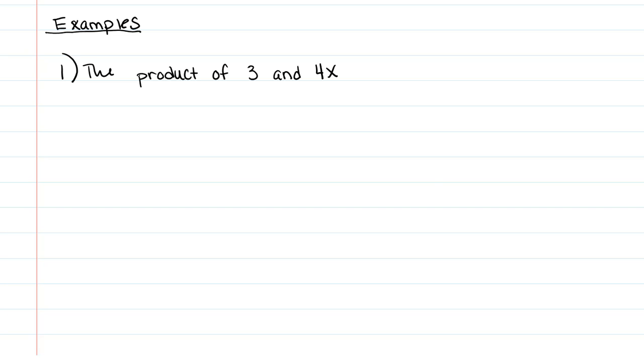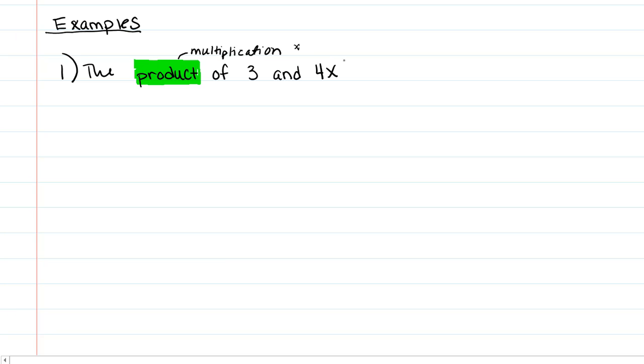Okay, let's get started with a couple examples. So example number 1, we want to write the product of 3 and 4x. All right, because we see this word product here, that is a synonym for multiplication, meaning we're going to have to use some form of multiplication. So that could be, we've used the x in the past, but we see we're going to have an x in this phrase, so that might not be the best to use. We could also use a dot, or we could use parentheses. So I'm going to write this one with parentheses, 3 times 4x. And that's it, we're done with that one.